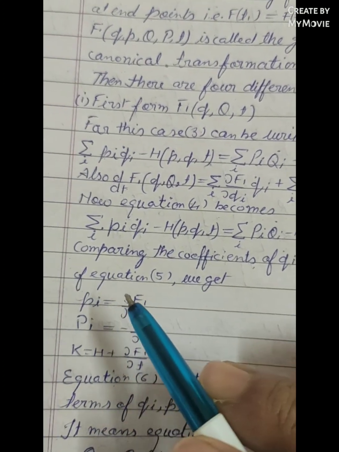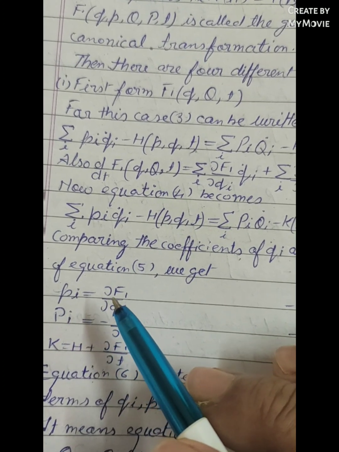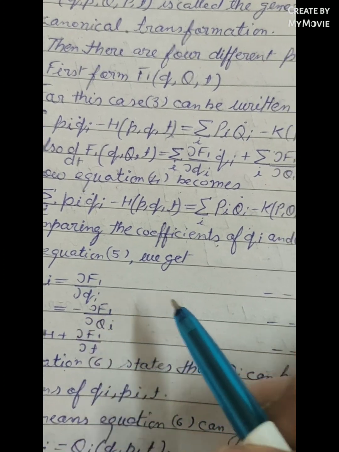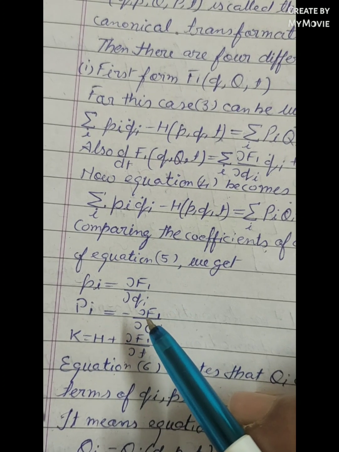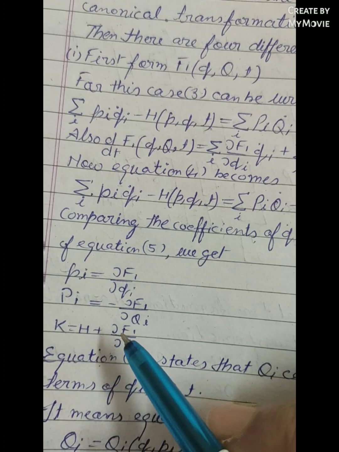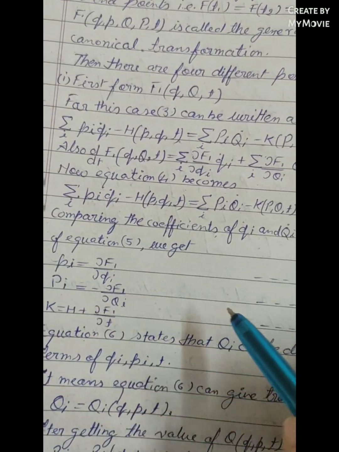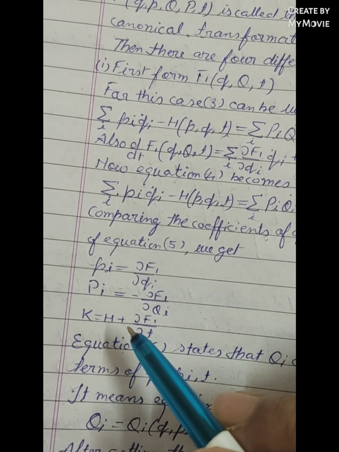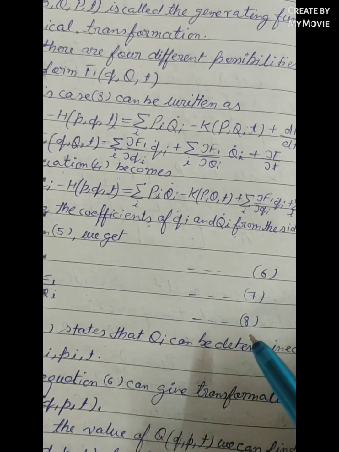Comparing the coefficients of qi dot and capital Qi dot from both sides of the equation, we get pi = ∂F1/∂qi. This is equation 6. Pi = −∂F1/∂Qi. This is equation 7. And K = H + ∂F1/∂t is equation 8.